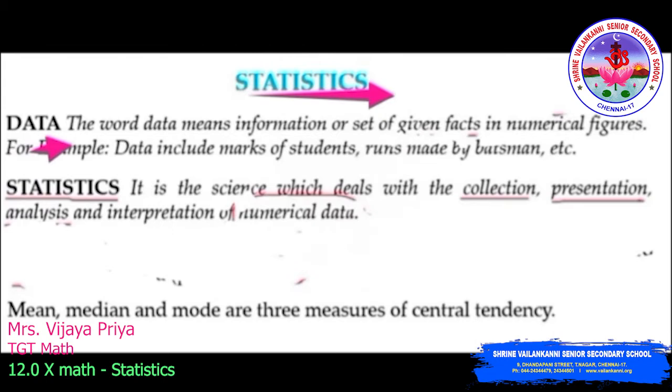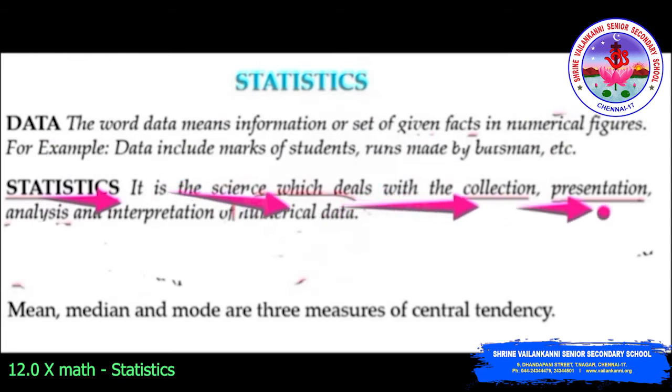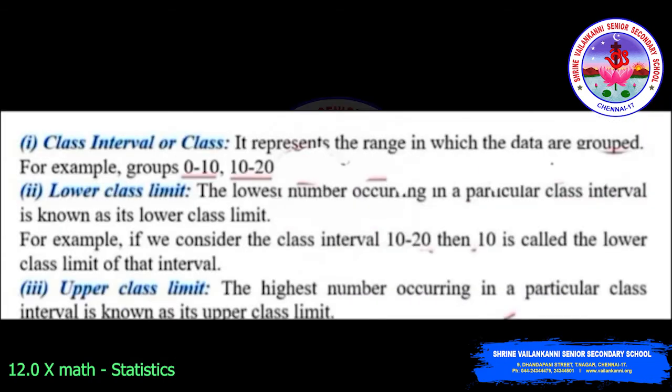First, we'll see data. The word data means information or a set of given facts in numerical figures. For example, the data includes the marks of the students or the runs made by the batsman. Coming to the word statistics, it is defined as the science which deals with the collection, presentation, analysis and interpretation of the numerical data. In this chapter, we are going to see the three measures of central tendency such as mean, median and mode.